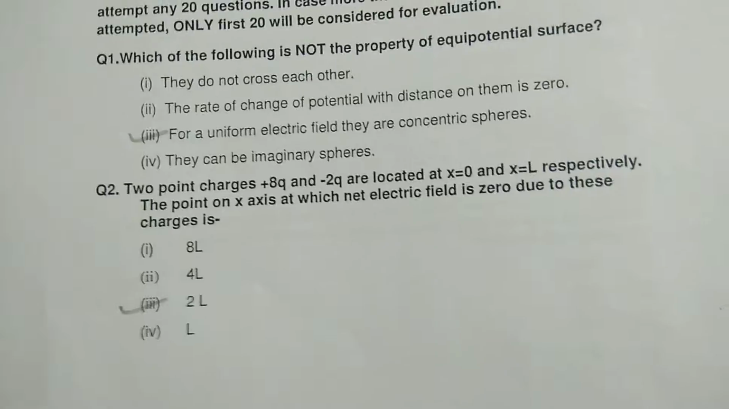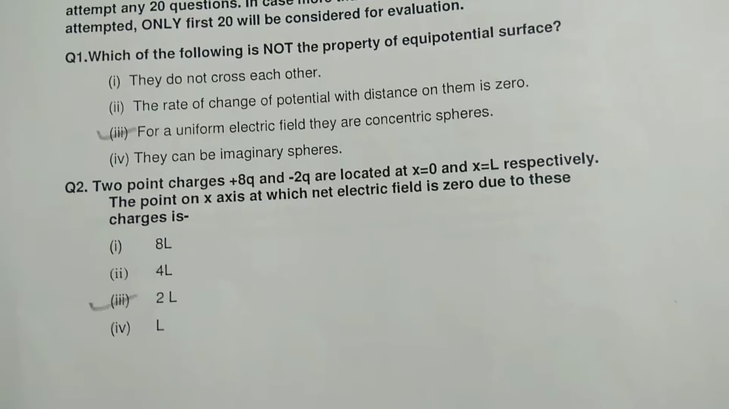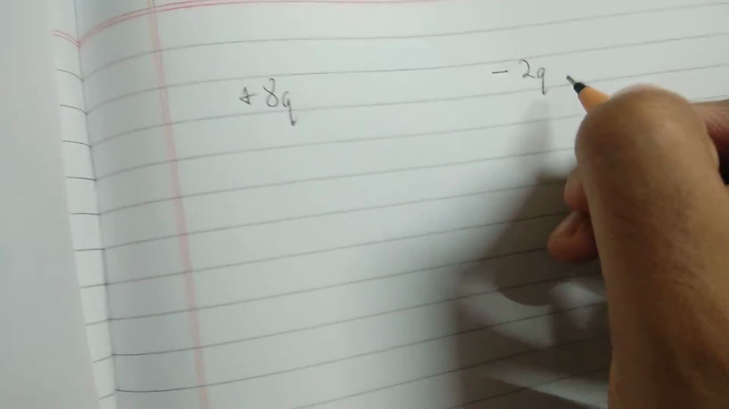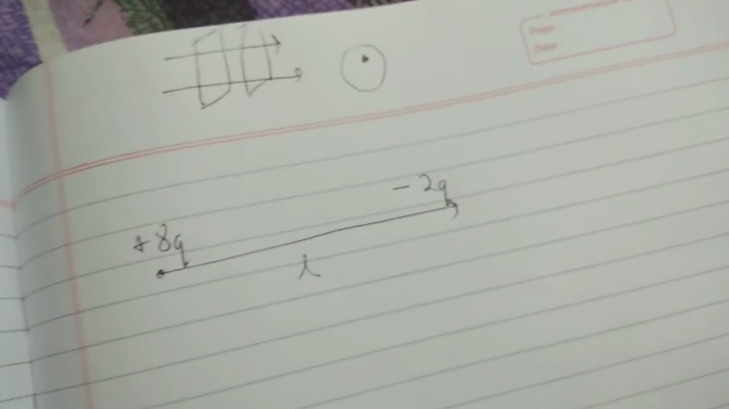Next: two point charges, plus 8q and minus 2q, are located at x equals 0 and x equals L respectively. Find the point on the x-axis where the net electric field is 0 due to these charges. So we have plus 8q here at x equal to 0 and minus 2q here at x equal to L, so this much distance is L. We have to find the point on the x-axis where the net electric field will be 0.